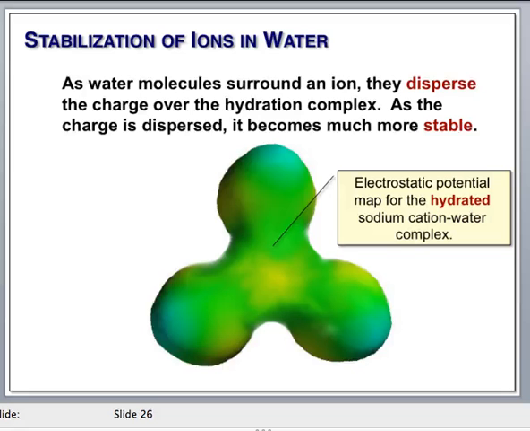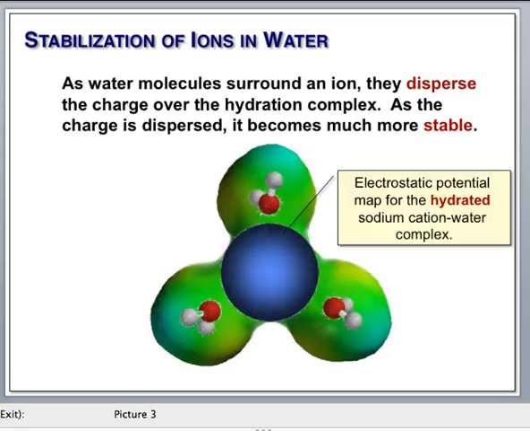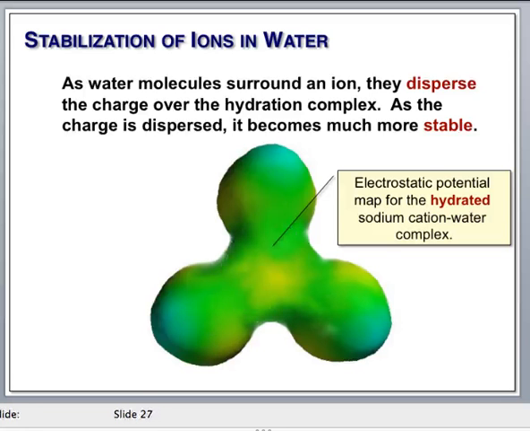What's happening is that these waters are very, very efficiently taking this positive charge and moving it out towards themselves. They're dispersing the positive charge. This is what we started with, big blue ball in the middle, and we wind up with no localized charge. Now, why is that important? Basically because nature really, really dislikes point charges. They are very, very unstable. Anything that you can do to stabilize a charge by spreading it out is a good thing.